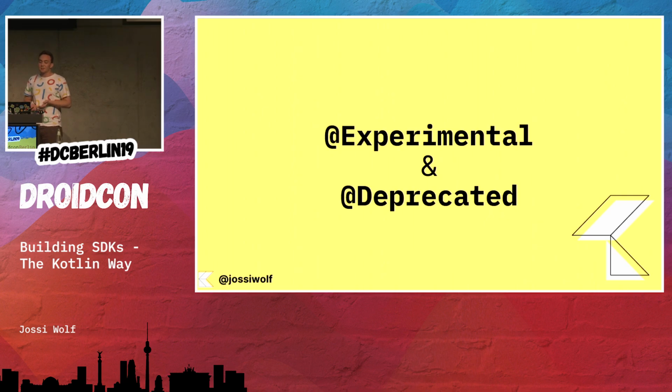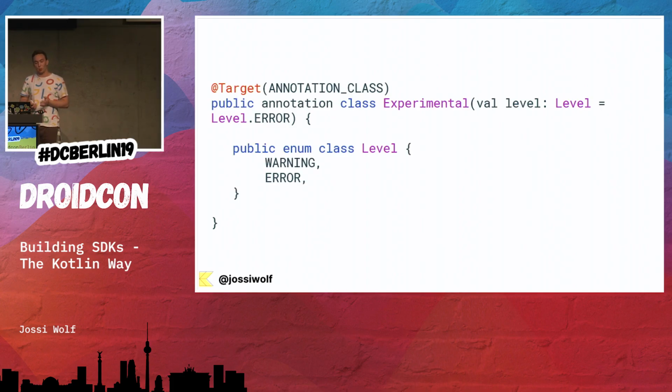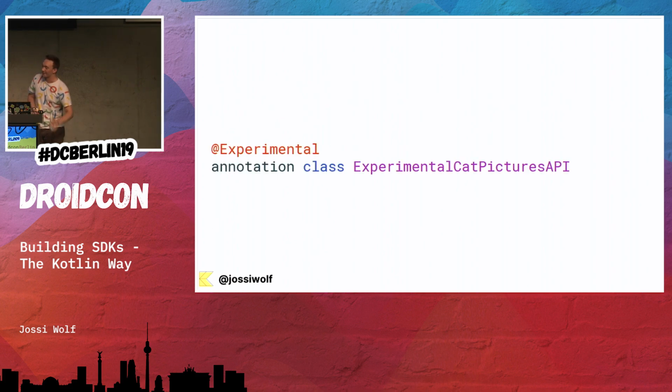So there's the @Experimental annotation, and the source looks like this. It's actually fairly simple. I removed some comments. And as you see, it's called Experimental, and it has one parameter, which is the level. By default, this is error, but you could also set it to warning, and we'll get to what that means in a second. The other thing which is important to note here is this is actually targeted at annotation classes. So it's an annotation for annotations, meaning that the usage looks like this.